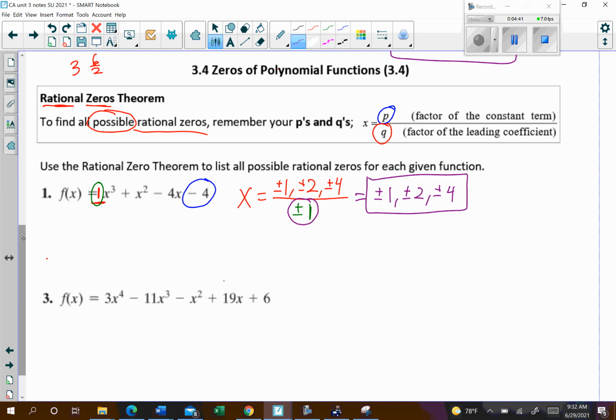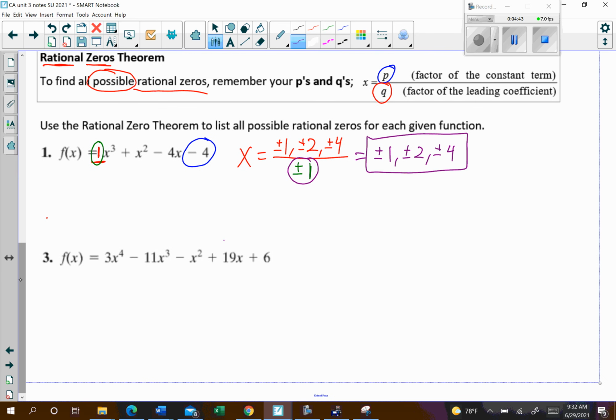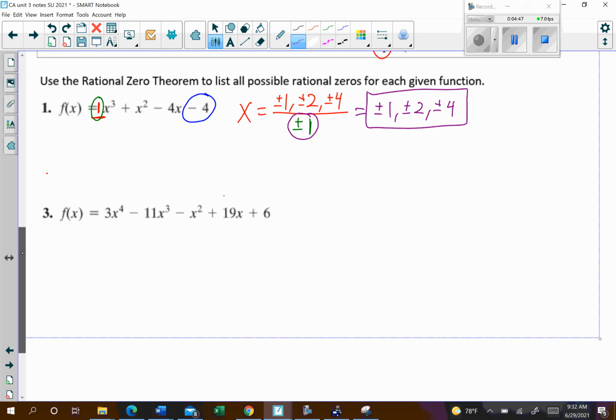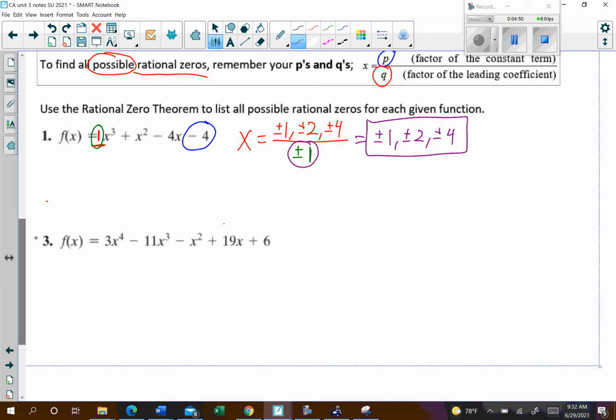So let's look at our next one. So once again, right now we're not solving. We're just figuring out our possible rational solutions. And once again, this isn't super difficult. It's just kind of weird. And it's also kind of strange that it works, right? And we'll apply this in just a minute.